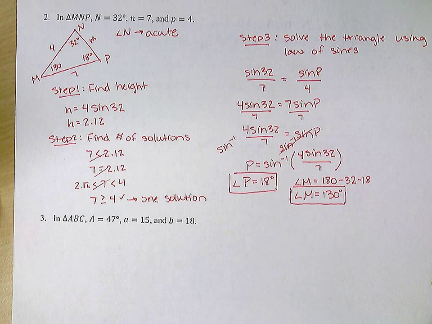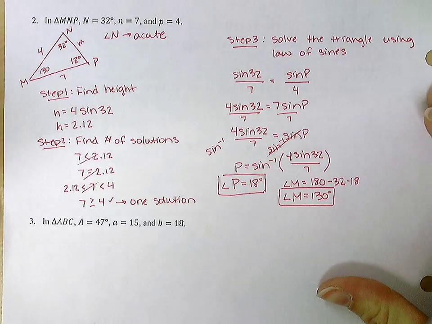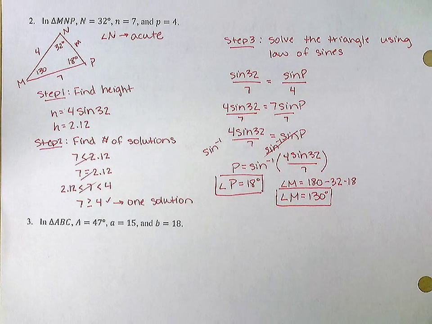Okay, so I'm solving this triangle. You have to find all the angles and all the sides. So just like we did before, we used law of sines, we're going to use law of sines again to figure out that last remaining side. So how should I set that one up?